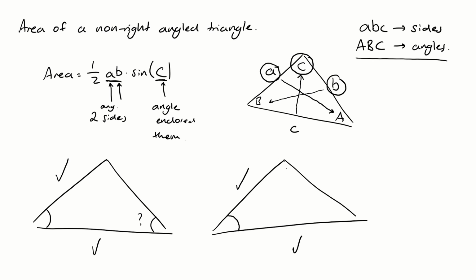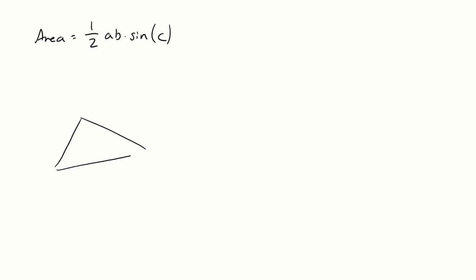If we have a go at an example now, we know that the area of a non-right angled triangle is given by a half of the two sides multiplied together, multiplied by the sine of the angle enclosed between them. That's what that a, b, and C means, remember. So let's say our non-right angled triangle looks something like this. We'll say this is 4 centimeters and this is 7 centimeters, and the angle enclosed between them is 80 degrees. We need to find the area of this triangle.